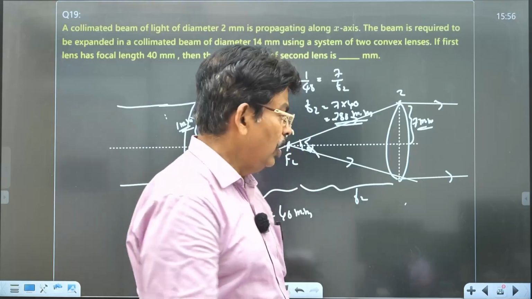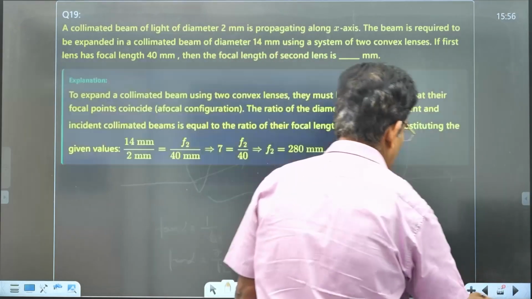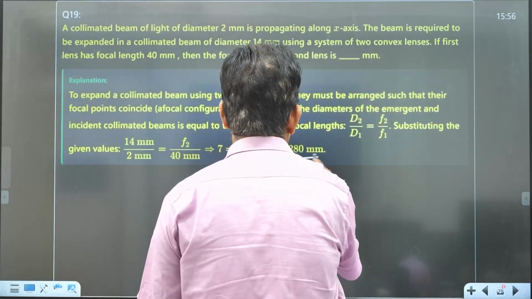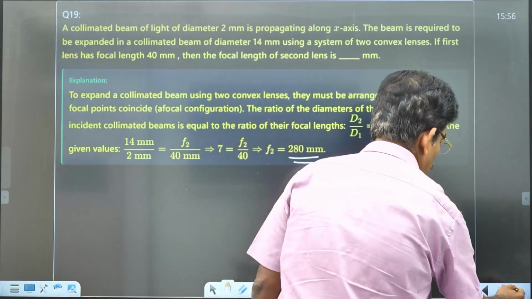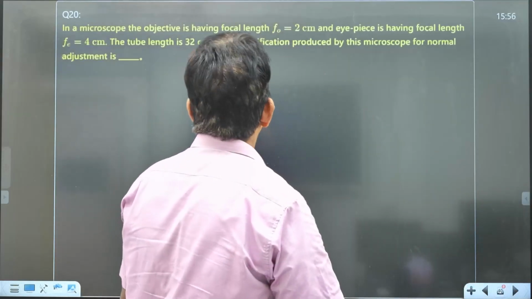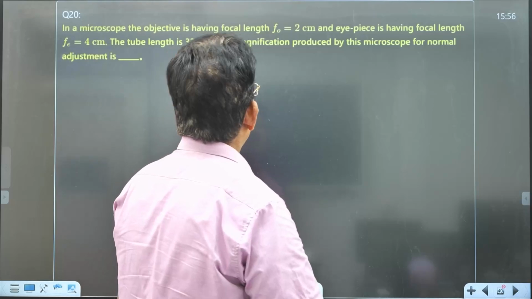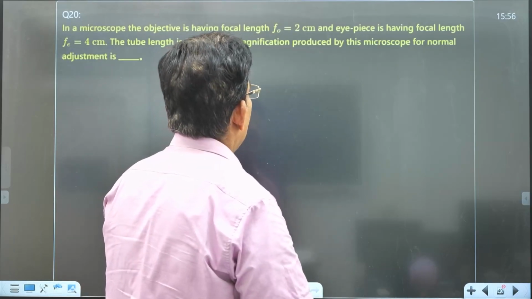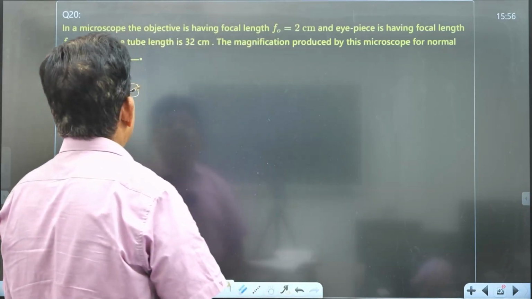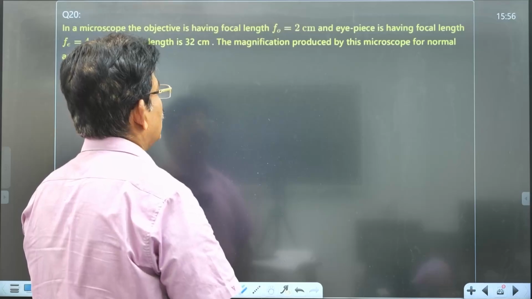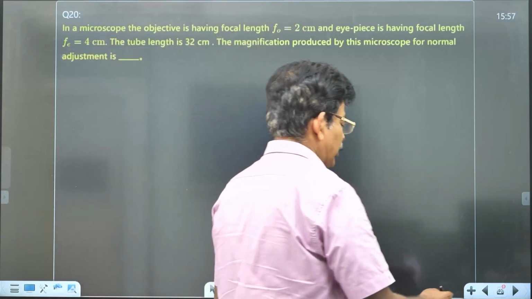Let us check the answer sheet given. Yes, it is 280 millimeters, correctly given. Now we go to the last question. A microscope has an objective lens of focal length 2 centimeter, an eye lens of focal length 4 centimeter, and tube length 32 centimeter. What is the magnification produced by the microscope?